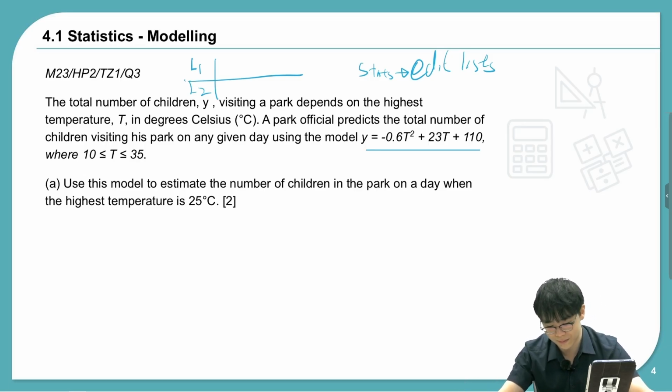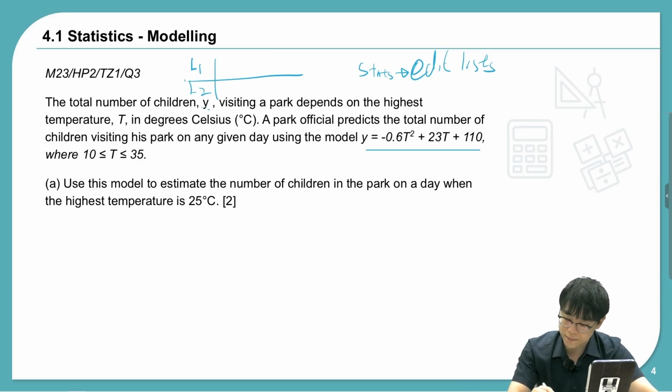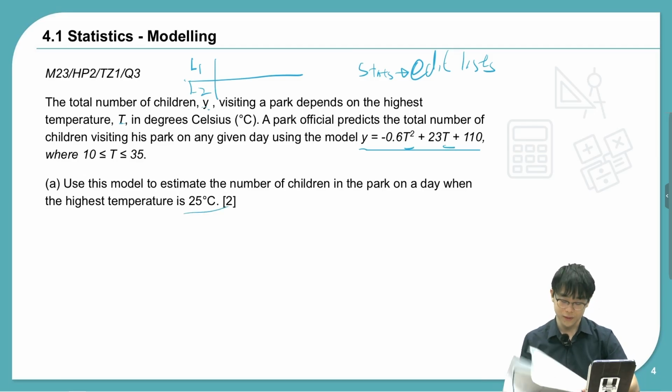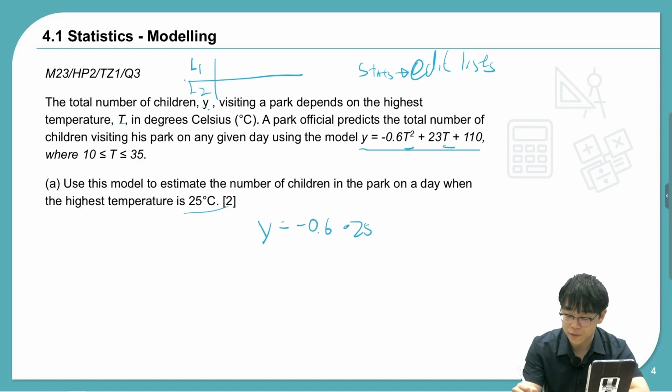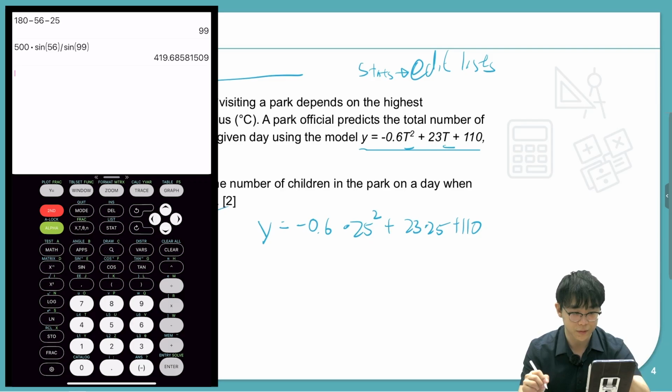So it's a pretty simple problem, but you just need to be familiar with using the correct features on your calculator. It says the number of children in a park is affected by temperature. So whatever the temperature is, that's going to give a prediction on how many children there are. If we have a temperature of 25 degrees Celsius, the children will be found by this quadratic formula: y is negative 0.6 times 25 squared plus 23 times 25 plus 110. So that's all we got to plug in.